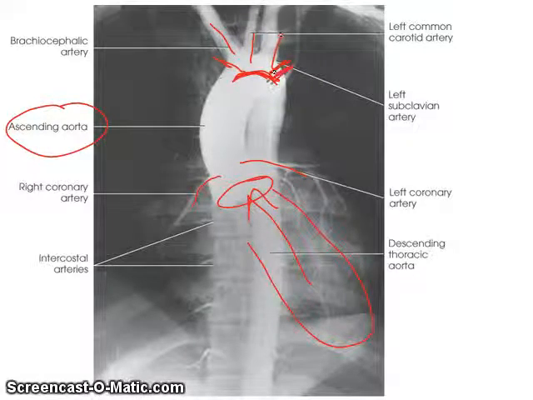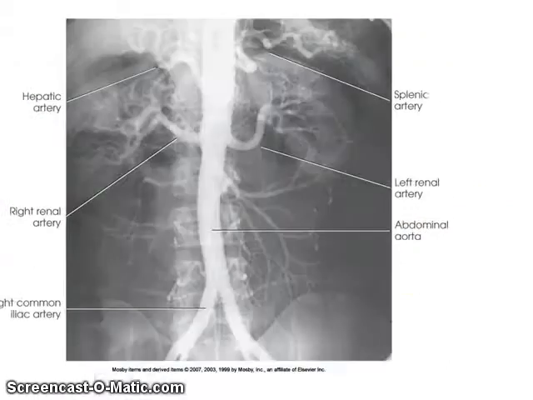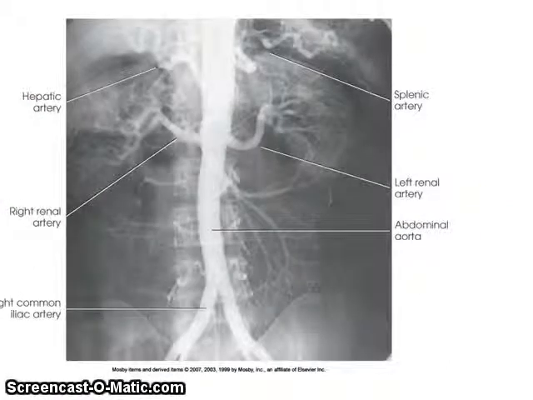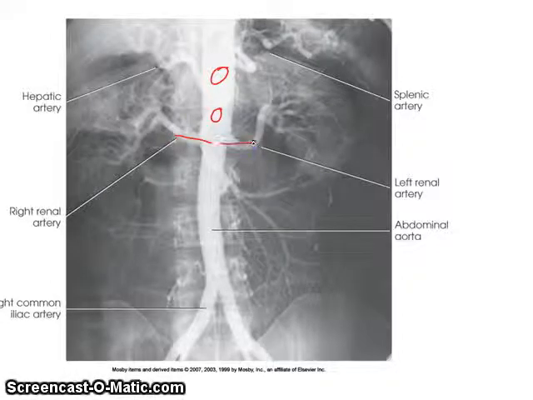From the left subclavian down to the diaphragm is considered the descending thoracic aorta. Once you get below the diaphragm, it's called the abdominal aorta. From this view you can't really see it, but the first ventral branch, ventral meaning coming off forward, to the front, is the celiac artery, and it's about here. Just below that is the superior mesenteric artery. The branches you can spot right away on an AP of the abdominal aorta are the right and left renal arteries, which feed the right and left kidneys.